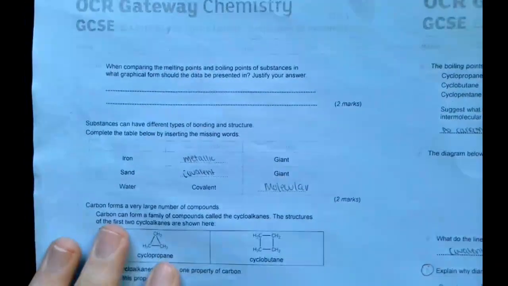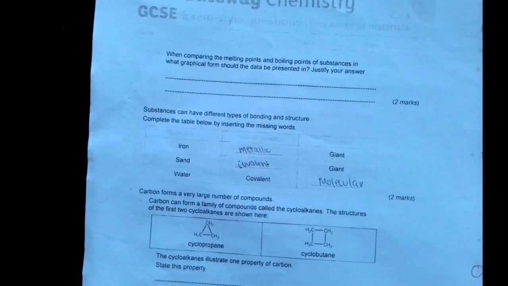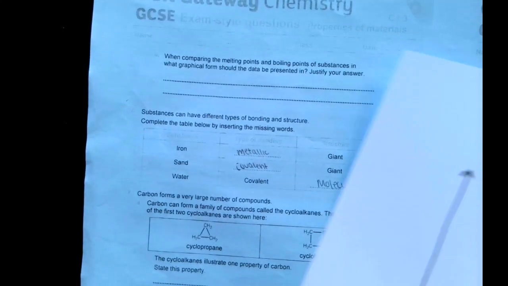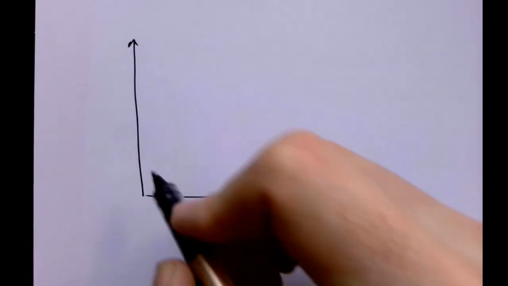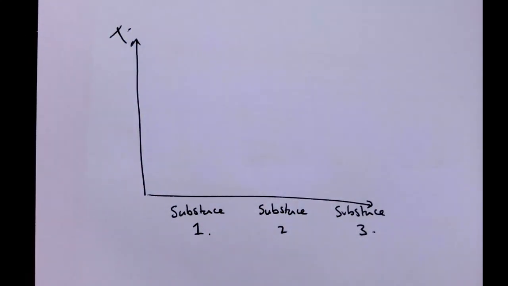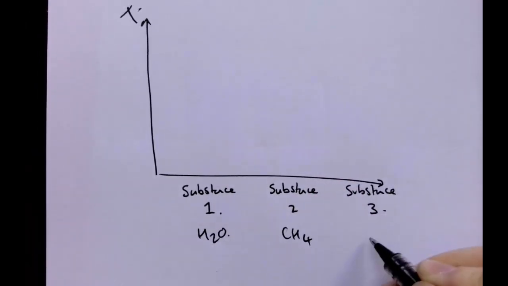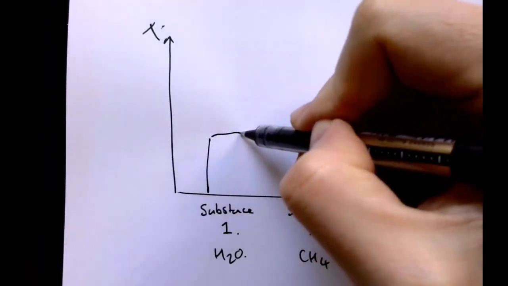So, when comparing the melting points and boiling points of substances, in what graphical form should the data be presented? Okay. So, if we think about making a graph, we've got substance 1, substance 2, substance 3, and up here is going to be the temperature of your boiling point or your melting point. Hopefully you can see that because these three things are unrelated to each other, they're not on a continuous scale. This could be water, methane, and ammonia. It's not a continuous scale of items. Then really, you should be looking at a bar chart.